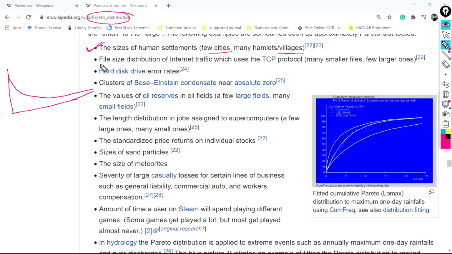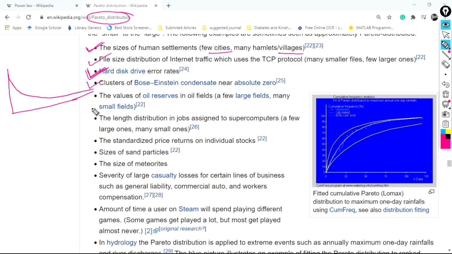The file size distribution of internet traffic also follows this kind of distribution, as does the Bose-Einstein condensation formula in advanced physics. That is an advanced physics application, and I'm not going into it. In this field also, these distributions are followed. Hard drive error rates also follow them, and there are various other applications.